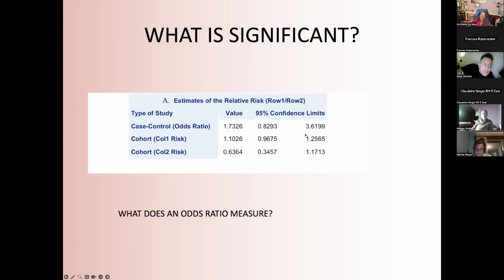1 falls within there. 1 is a possible value that occurs more than 5% of the time. So same thing for relative risk. The relative risk value is 1.1, but the confidence limits go from 0.96 to 1.25. So again, 1 falls within there. So it's plausible. It's within that range of plausible values. That's what the confidence limit is.